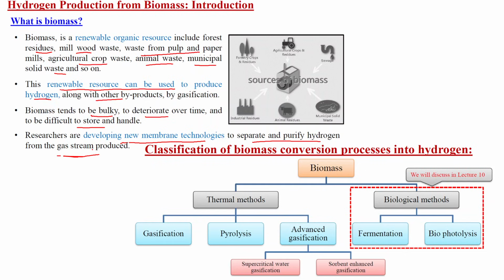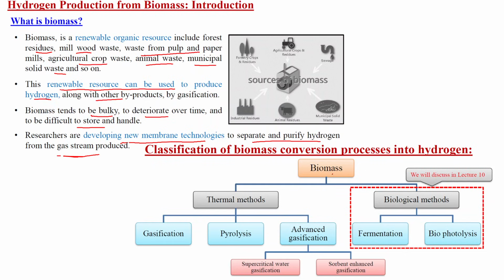Biomass, as you know, produces lots of gases. Along with these gases, they consist of methane and different other hydrocarbons as well. So if we could somehow extract the hydrogen present in these hydrocarbon gases produced from biomass, then that would be a very great idea. Okay.